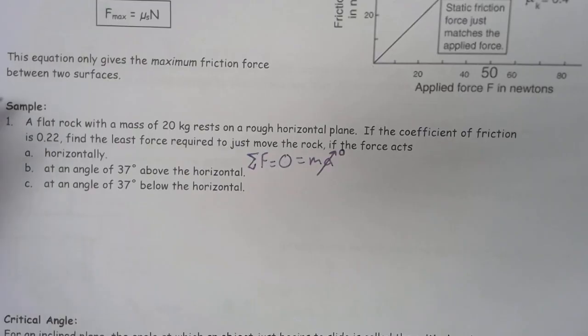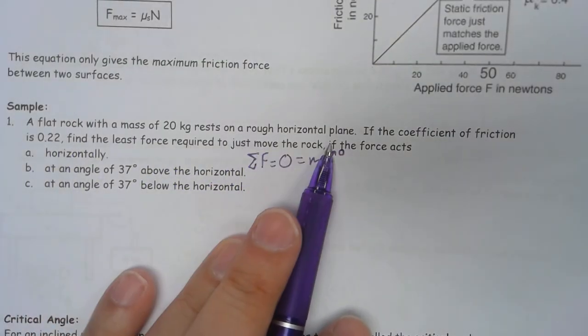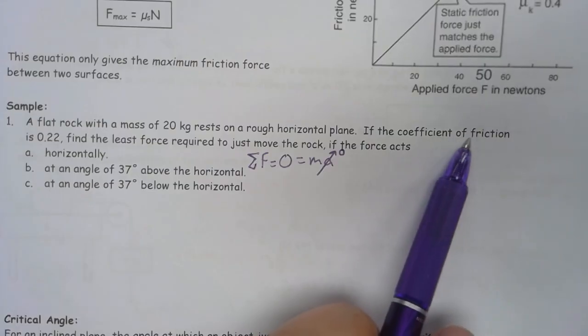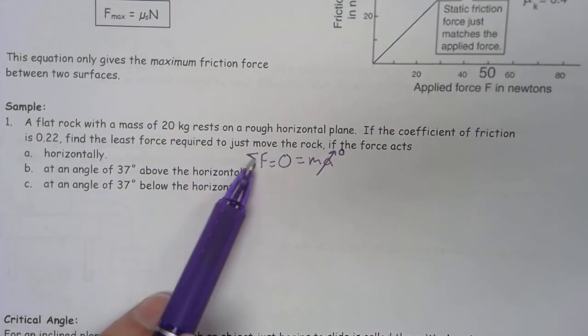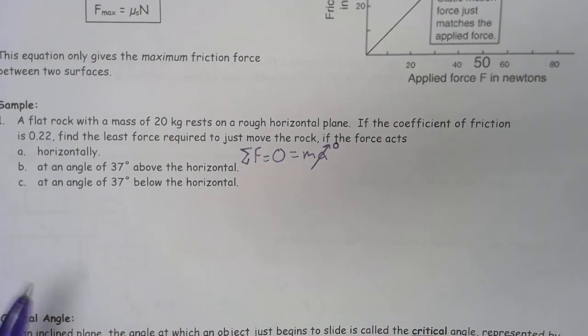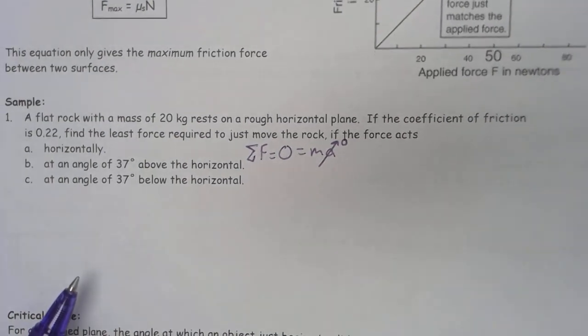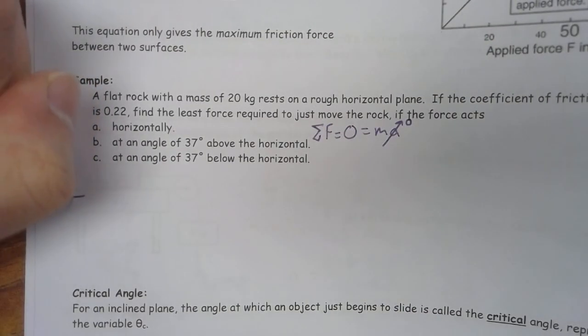All right. Let's get to the sample problem. A flat rock with a mass of 20 kilograms on a rough horizontal plane. If the coefficient of friction is 0.22, find the least force required to move the rock. If the force acts horizontally in part A, and then at an angle for part B and C. So let's look at just horizontally in part A.